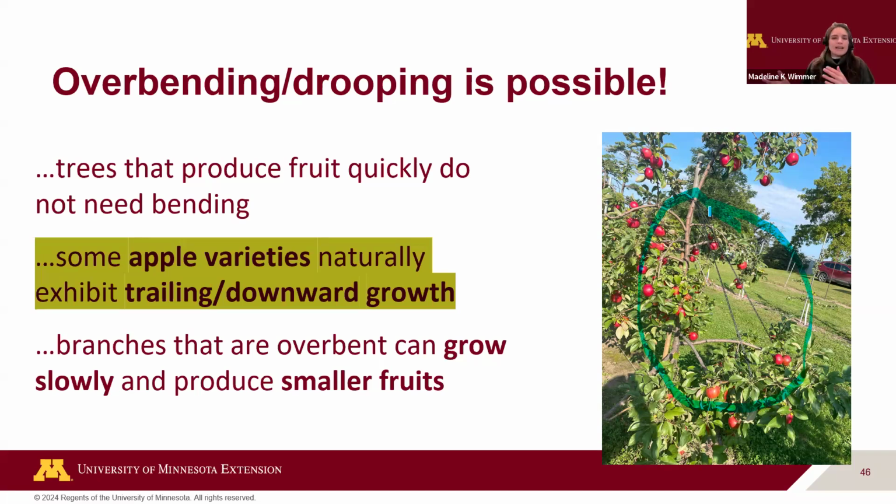So again, just be aware of your variety. It can be so challenging sometimes to find information about certain varieties, but as you continue to work with it, you'll get to know some of these things as well. When branches are overbent, they tend to have very slow vigor, and it can affect fruit size as well.